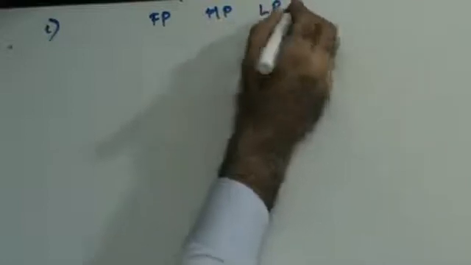Next, third part of the question. How many of them begin and end with a consonant? What is a consonant? Everything that is not a vowel is a consonant. That means everything except A, E, I, O, U is a consonant. First place, middle place, last place. Number of ways.